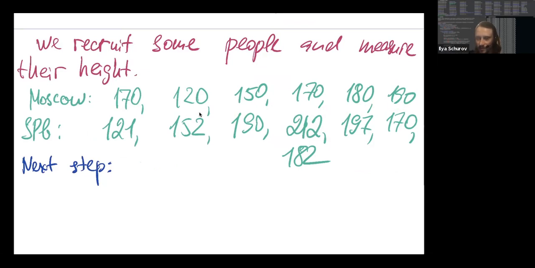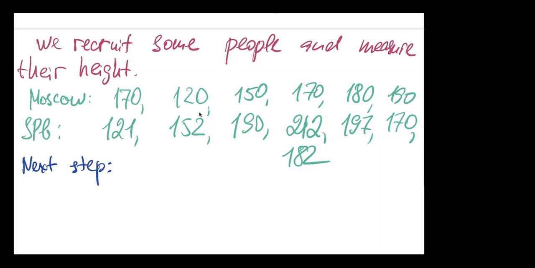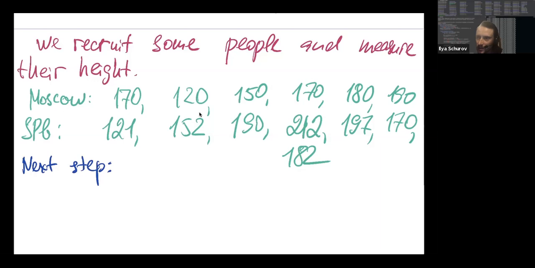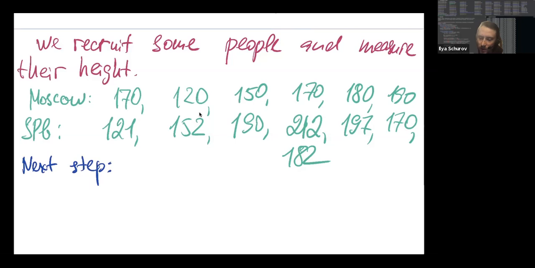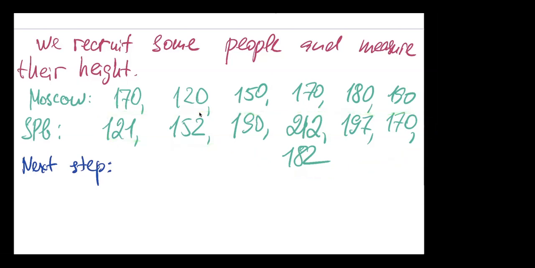Sorry, could you repeat, please? I don't think that we need our samples to be of equal size. It is okay that the number of people in Moscow is not the same as the number of people in St. Petersburg. So what is our next step?